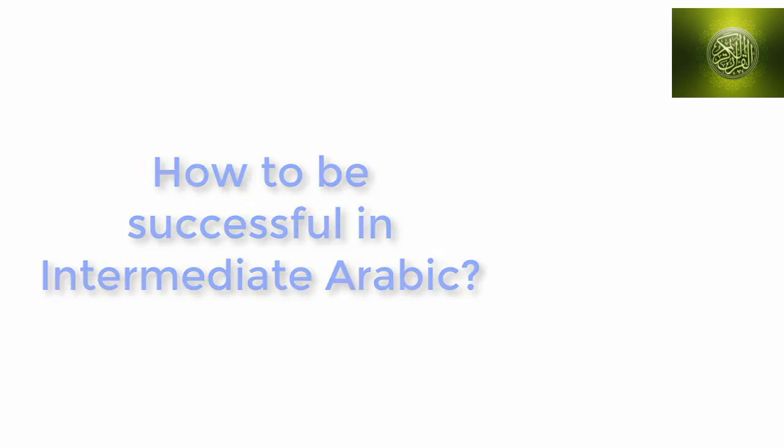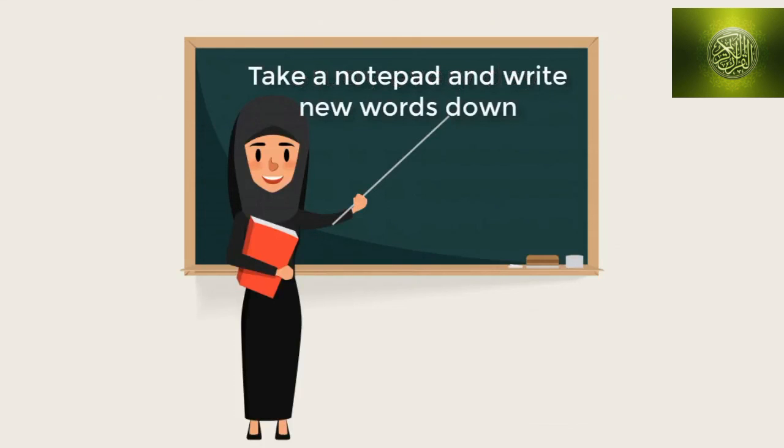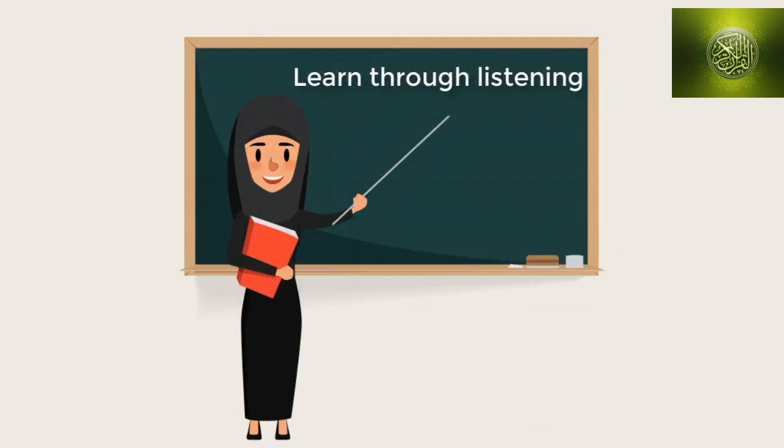The most important thing is to study something in Arabic every single day. You must read as much as you can. Start by reading small books on different issues in Arabic. Take a notepad and write the new words down. When you look up a word in the dictionary, underline it with a pencil. You must also learn through listening. In this way, you learn how Arabic is spoken and how certain ideas are conveyed.